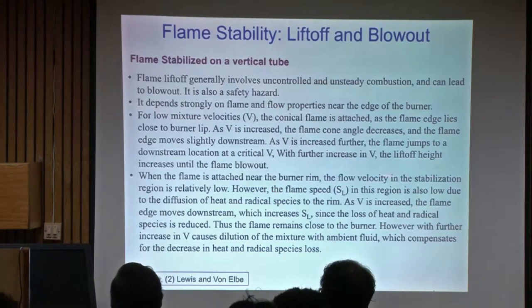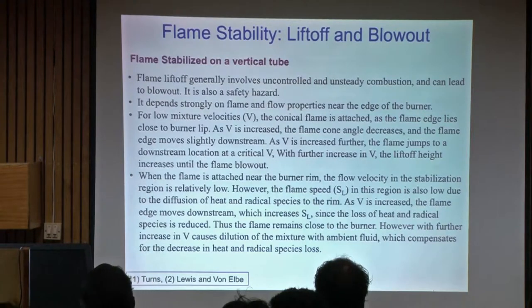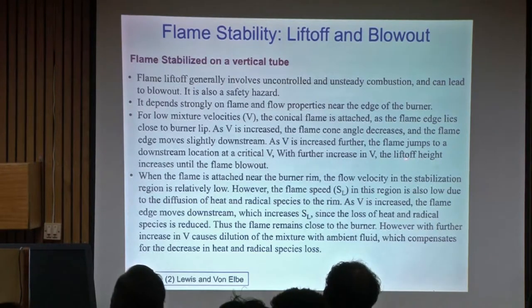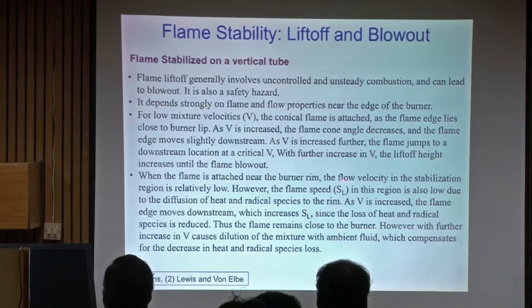The flow velocity is low, but the flame speed is also low because of the loss of heat and radical species to the rim. So the rim wall is like a sink for the flame. There is heat loss, and radical species are diffusing to the wall, to the rim, and they decrease the flame speed. So the flame speed is low and the flow velocity is also low near the rim. The net effect is the flame remains close to the burner.